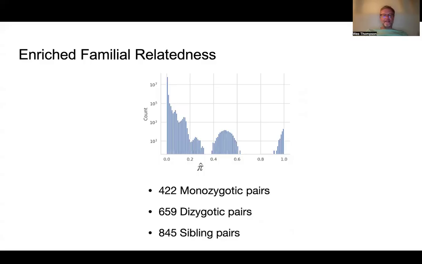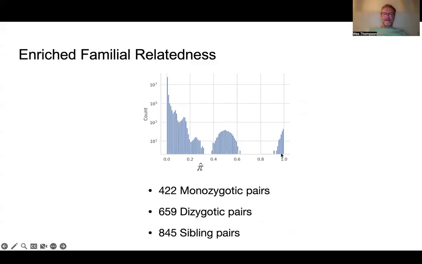Another aspect of genetic analyses in ABCD is enriched familial relatedness. There was intentionally an enrichment for twins, and so there are 422 monozygotic twin pairs, 659 dizygotic twin pairs, and 845 other sibling pairs. So there's a significant chunk of the ABCD sample that is genetically related to each other. And you can assess how related they are to each other via their genetics.